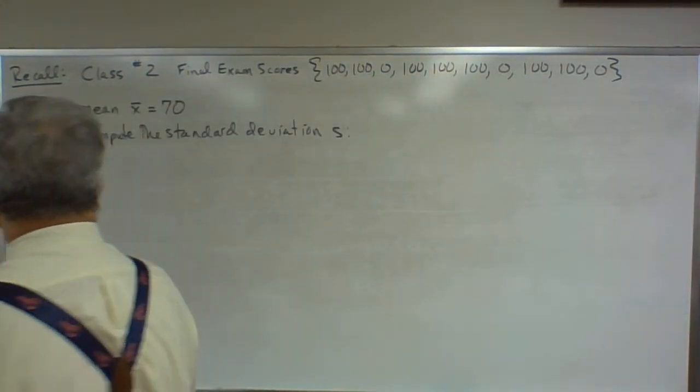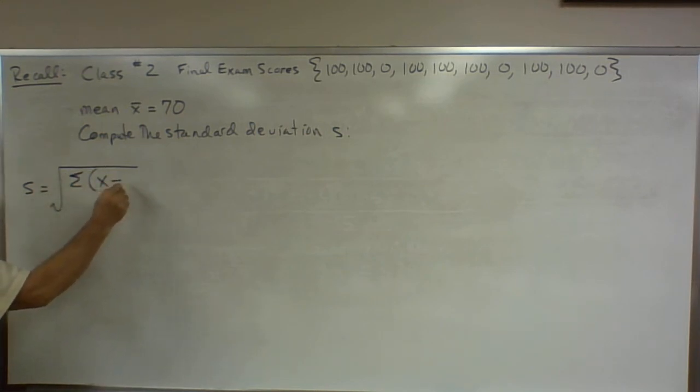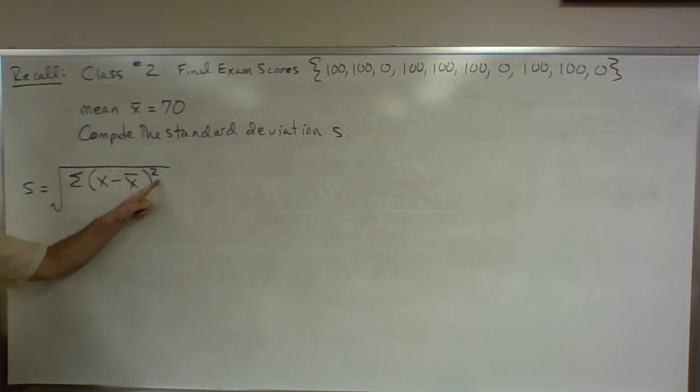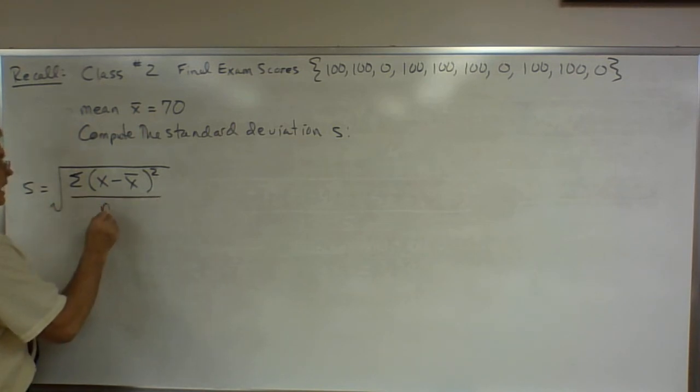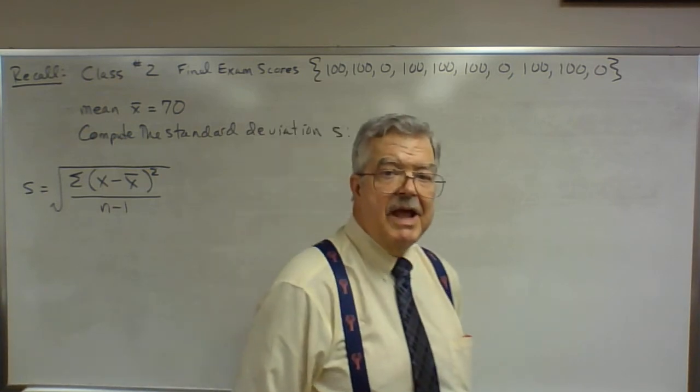Compute the standard deviation. And we have our formula. Square root of the sum of each test score x minus the mean x bar squared. So for each test value, we take the difference between the test value and the mean and we square it. And then we add these things up. And we divide by n minus 1, where n is the number of data values. By the way, do you remember how many data values there were?